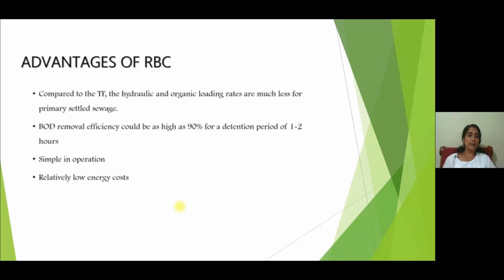Then the advantages of RBC. Compared to the trickling filter, the hydraulic and organic loading rates are much less for primary settled sewage. Then the BOD removal efficiency could be as high as 90% for a detention period of 1 to 2 hours. And it is simple in operation and has a relatively low energy cost. Only energy is needed for the rotation of the shaft.